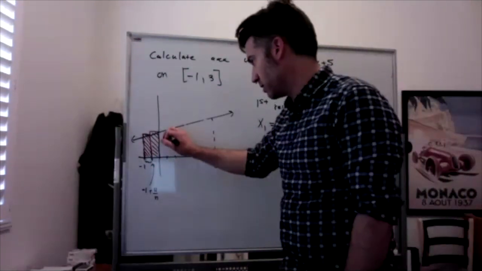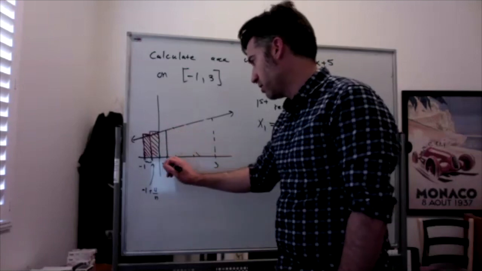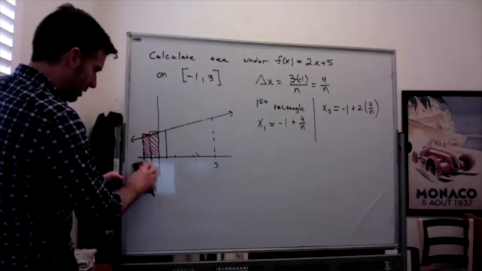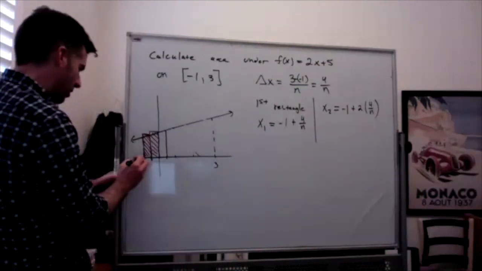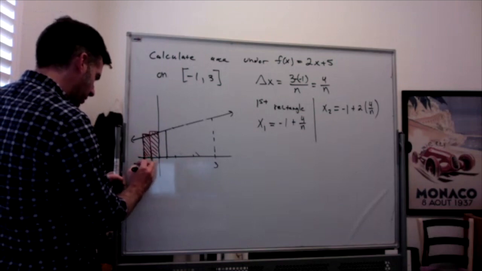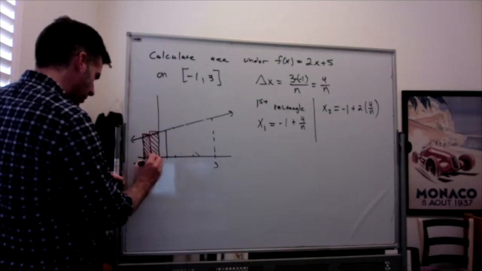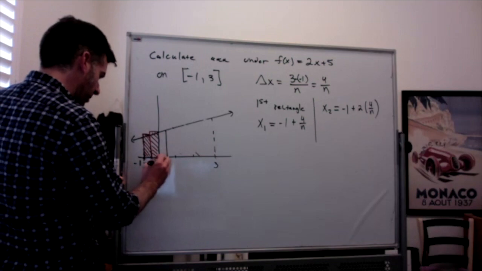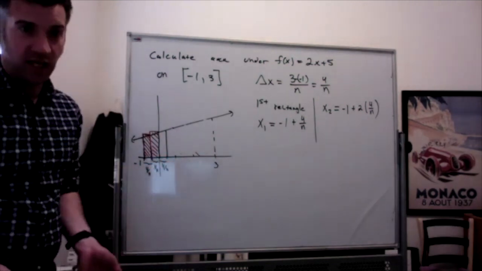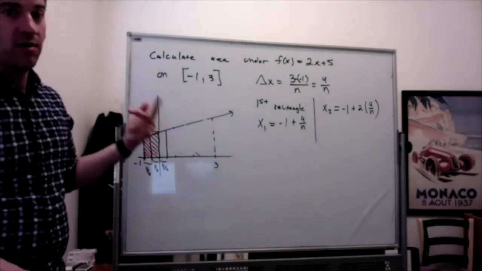So that one's another 4/n away. Let me see if I can make this so you guys can see it. Right here, we're starting at -1, and then we're adding 4/n, and then we're adding 4/n, and then we're adding 4/n. We just keep adding the subinterval width 4/n to get the next point.